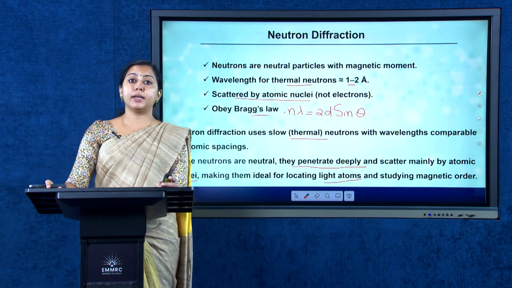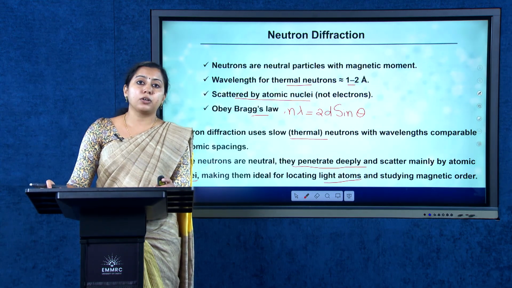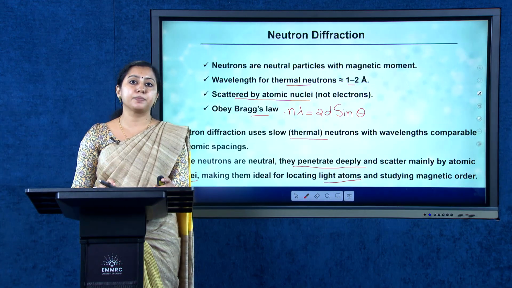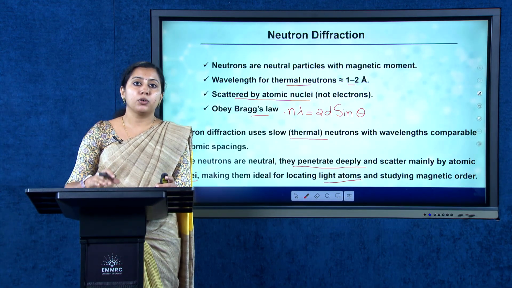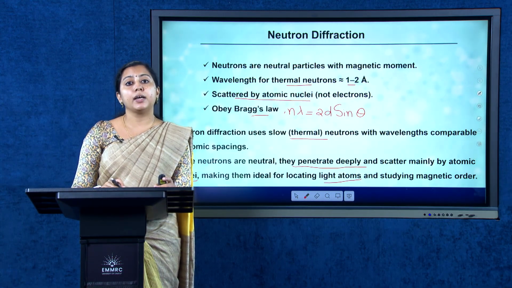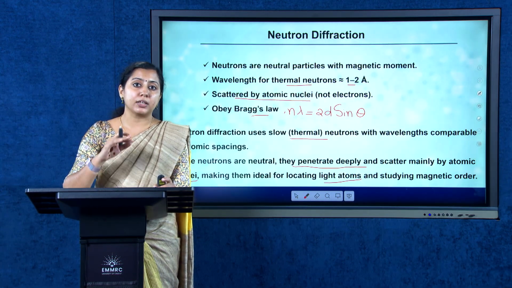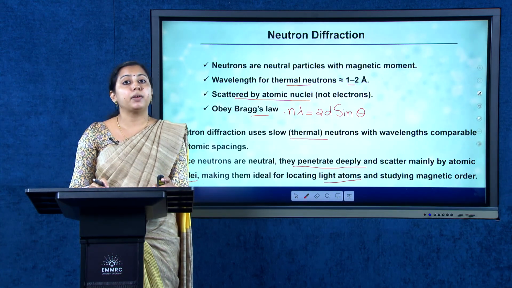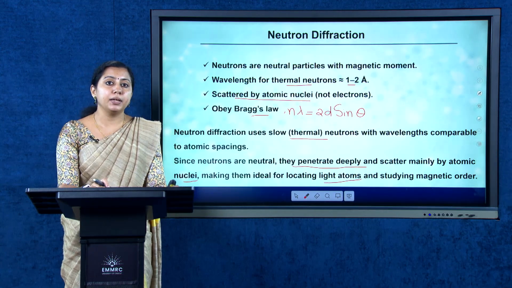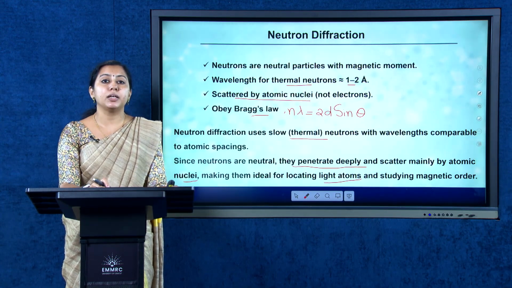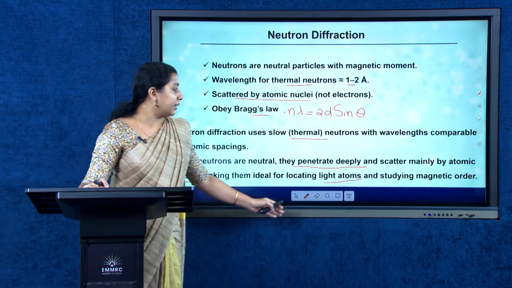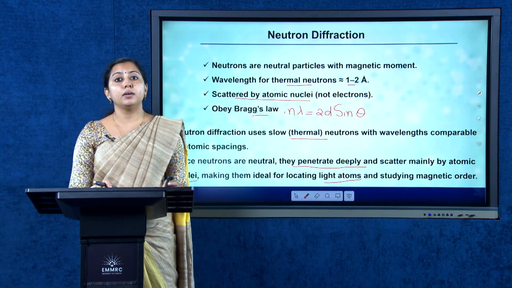While we discussed electron diffraction, electrons were not able to penetrate deeply into the crystal lattice. They can penetrate only up to the top few layers of the atomic planes, and hence they are suitable only for surface related studies. But in neutron diffraction, the neutrons are able to penetrate deeply and scatter mainly by the atomic nuclei, and hence they can be used for locating light atoms and for studying magnetic order.